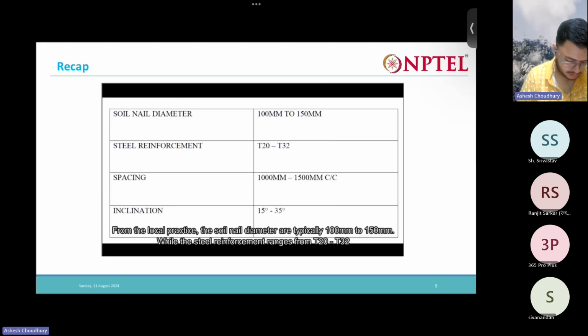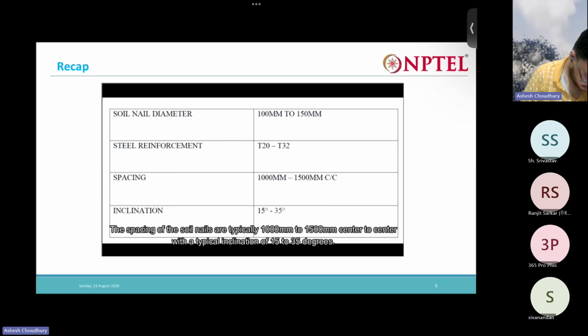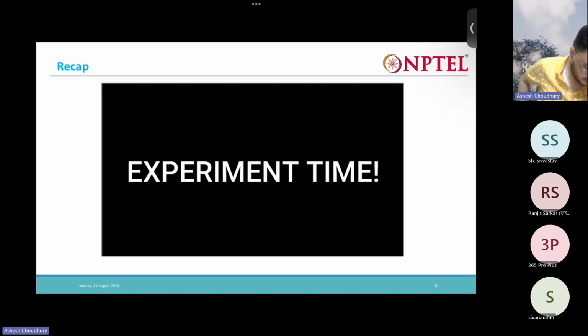From the local practice, the soil nail diameter is typically 100 to 150 mm, and the steel reinforcement ranges from T20 to T32. The spacing of the soil nails is typically 1000 to 1500 mm center to center, with a typical inclination of 15 to 35 degrees.